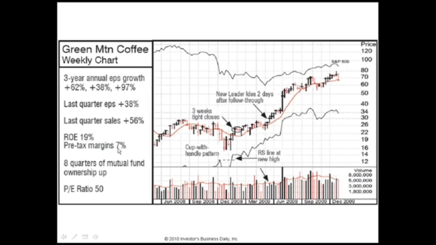Pre-tax margins were 7%. We look at sponsorship. In this case, it had 8 quarters of mutual fund sponsorship increasing, and it had a PE ratio of 50. Now, oh, well, we can't buy that. That's too high. It's 50 times earnings. So you see how personal opinions can throw off people that have some rules that don't really come out when you go back and look at history.